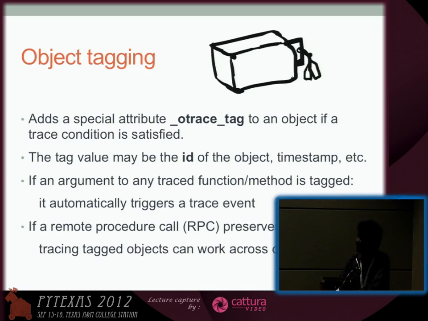And the nice thing is that if you have multiple servers handling that object, the object being passed around, if you tweak the code to preserve this attribute, then you could have OTrace running on all the servers, and they would track the object as it passes between the servers. But you need to make the program a little aware of OTrace to do that.